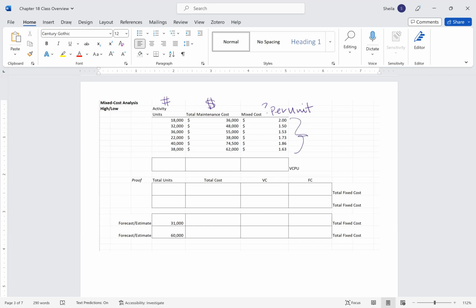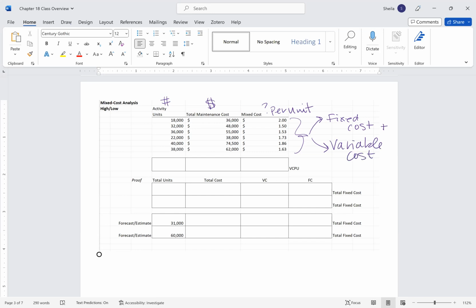So how do we know they're mixed? Because they vary, okay? They're changing. The mixed cost per unit is changing at some rate, which means there is a component of fixed cost plus the variable cost. So the model we're going to use is going to separate out the variable cost. So how do we do that?